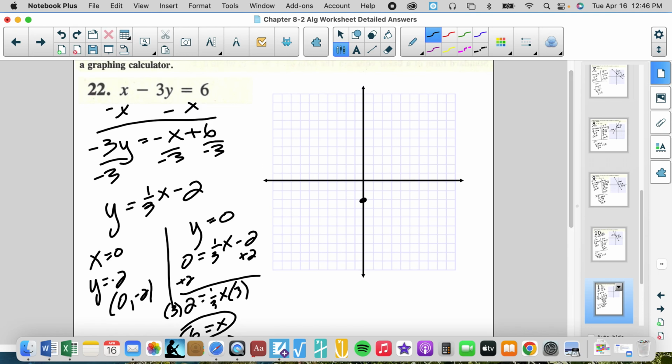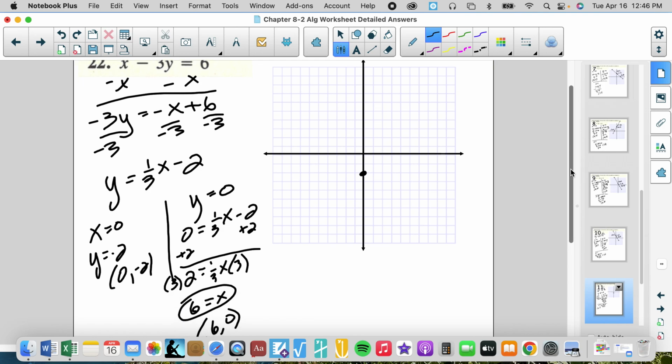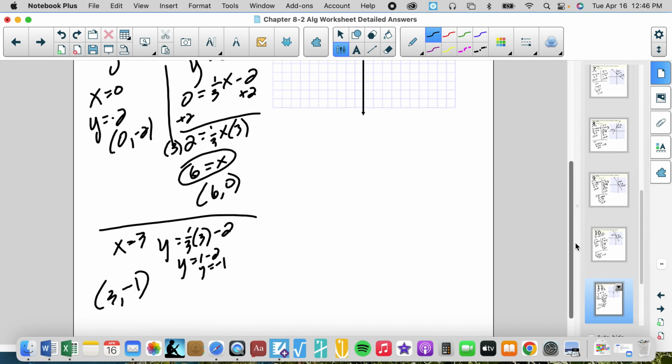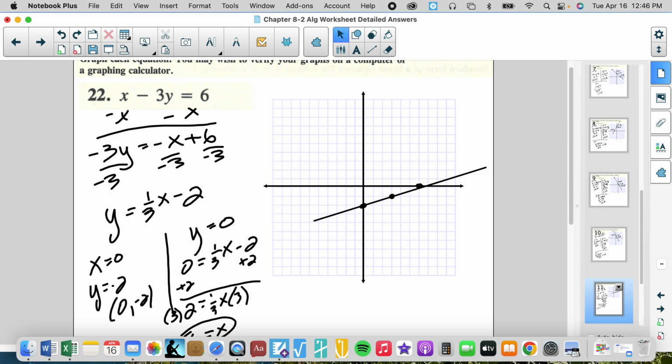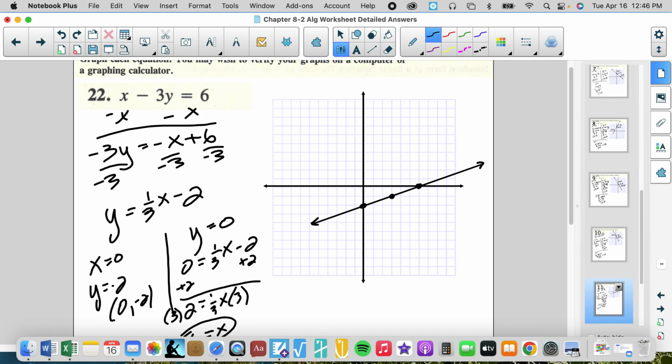0, -2 is here. 6, 0 is out here. And then my other point is 3, -1. 1, 2, 3, -1. And yep, that lies where I was expecting that point. It still adheres to the line. All solutions should continue on that line. So we have 0, -2, we have 3, -1, and we have 6, 0. Nice.